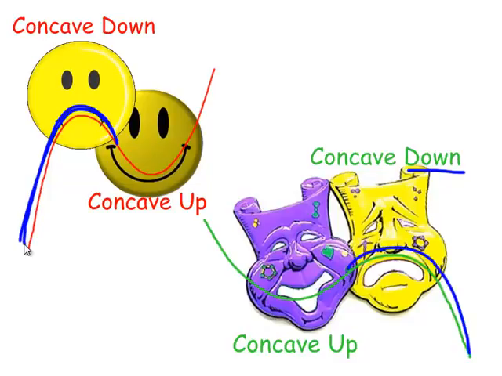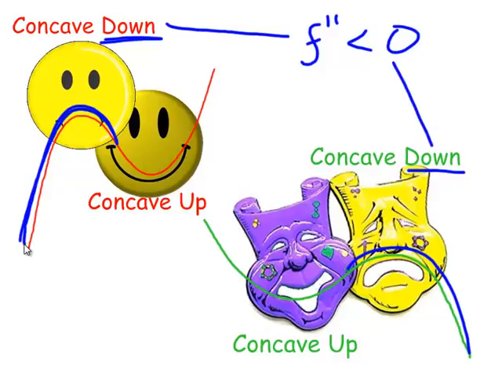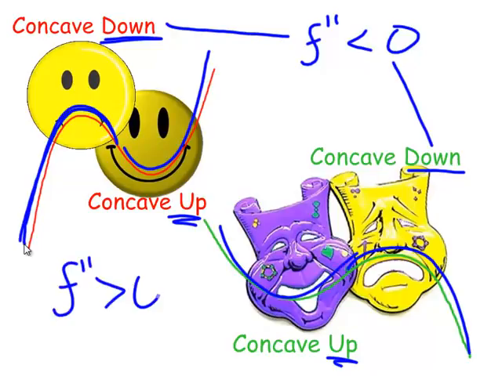And furthermore, when we're feeling down and we're frowning, we tend to feel negative. And it turns out that those are the intervals of the graph where the second derivative is negative. So it all agrees: concave down, frowning, negative. And on the other hand, when we're feeling up, concave up, we are smiling. And the second derivative is positive for concave up intervals of a graph.